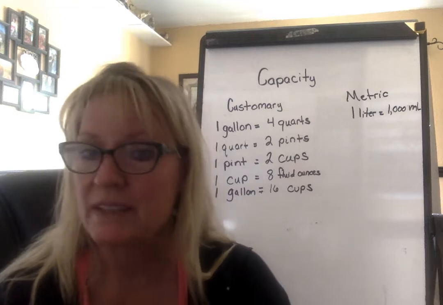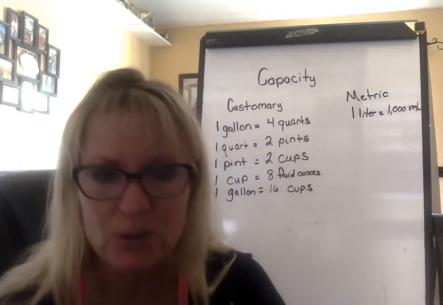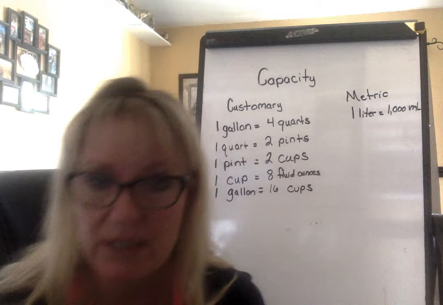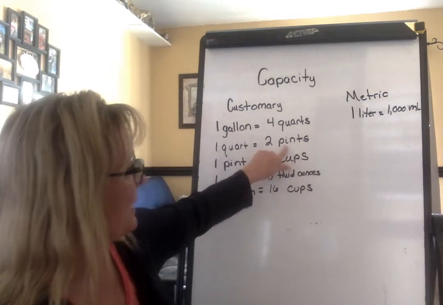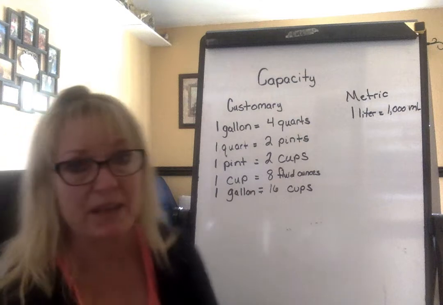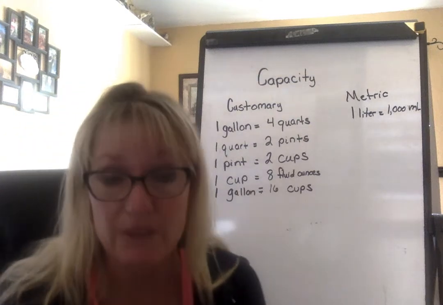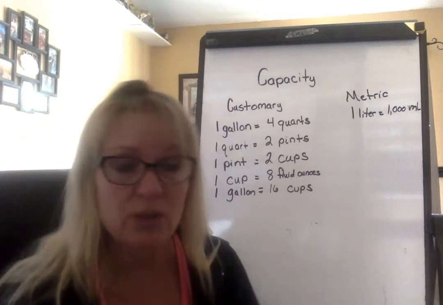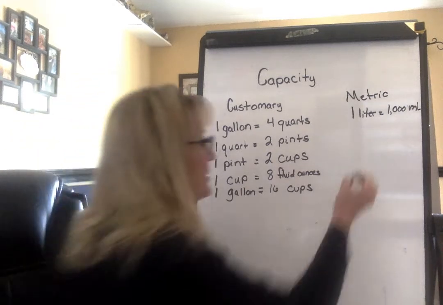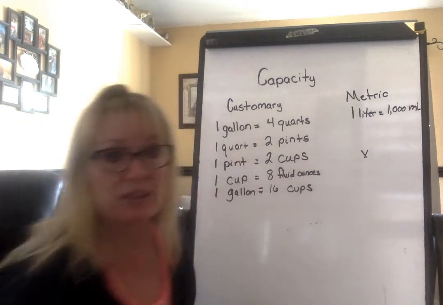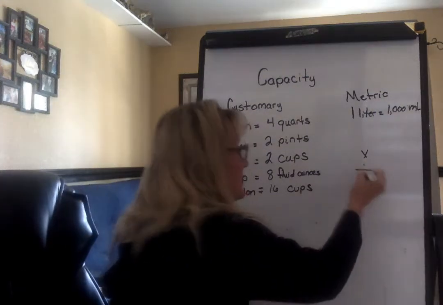Now, we're going to make this very simple. We're going to be using one tool today. And that tool is going to be a T-chart. And I'm going to show you how to convert units of capacity into other units of capacity through the rule of either multiplication or division. The really cool thing about converting is you only have two choices of operations. You're either going to multiply when you convert or you're going to divide.